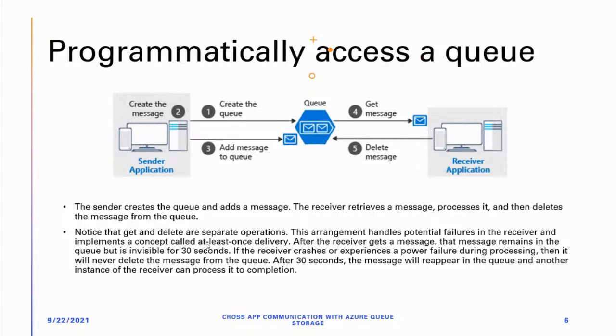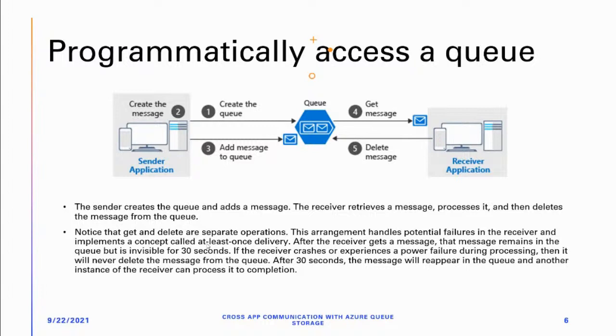And then they'll add the message, and then the receiver will retrieve a message and then process it, whatever that might be. If they need to edit it, or grab the data for something, and then delete it from the queue. Remember, the purpose of a queue is to store things. And if you're not getting rid of messages, you're just going to be paying for that message being in there, right? And then you notice here we have a get message and a delete message, and these are separate operations.